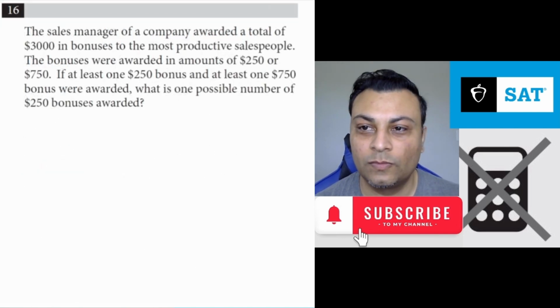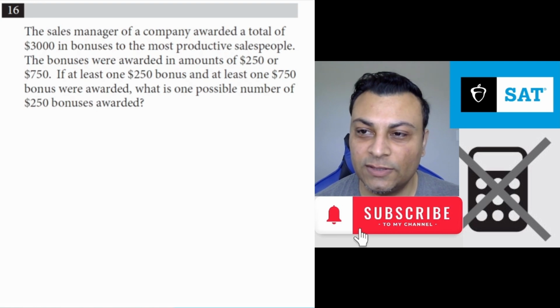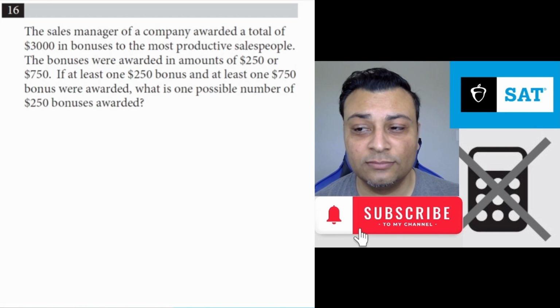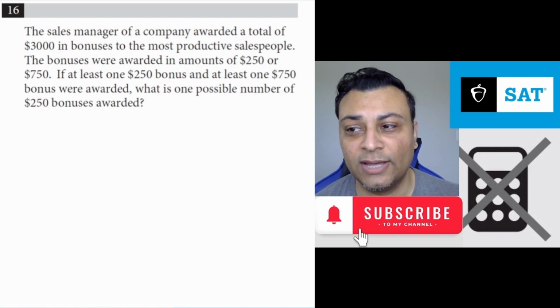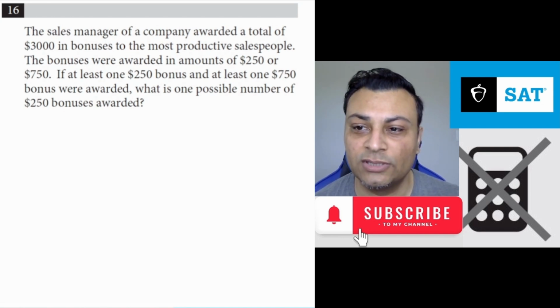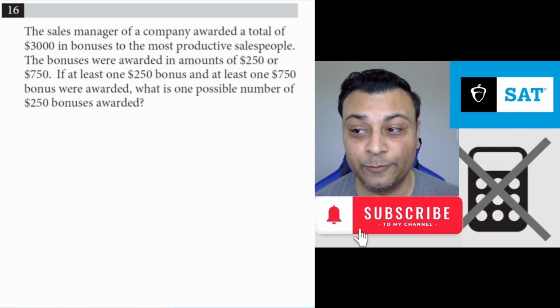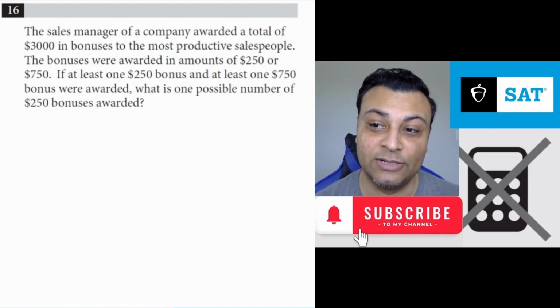Question 16 says the sales manager of a company awarded a total of $3,000 in bonuses to the most productive salespeople. The bonuses were awarded in amounts of either $250 or $750. If at least one $250 bonus and one $750 bonus were awarded, what is one possible number of $250 bonuses awarded? Okay, one possible number.